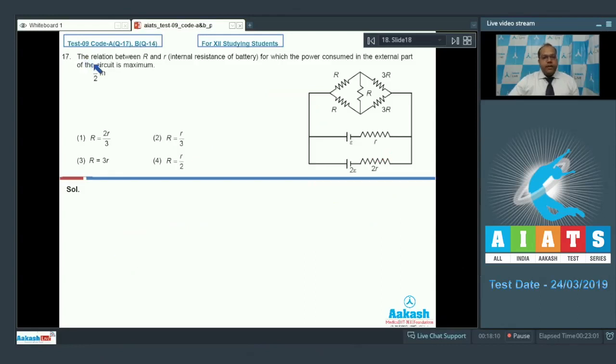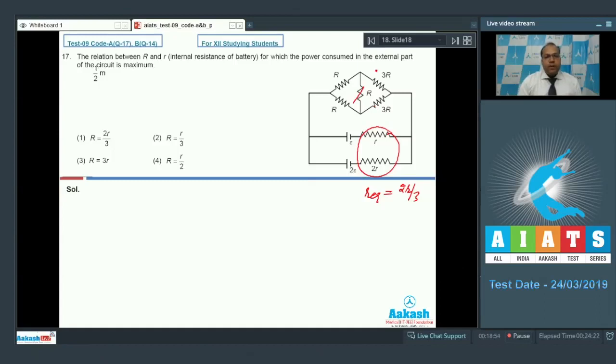In question number 17, find the relation between R and r, where small r is the internal resistance of the battery, for which the power consumed in the external part of the circuit is maximum. We can see here these two branches are in parallel, so the equivalent internal resistance is given by 2R by 3. Now in the external circuit, it is a balanced Wheatstone bridge, so this R can be removed. So the equivalent of this combination is 4R, and 4R and 4R are in parallel, so that is 2R.